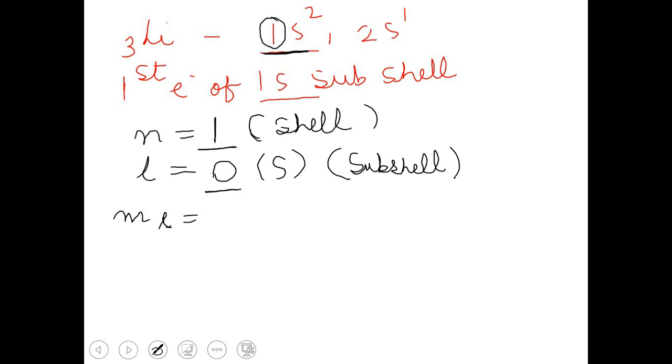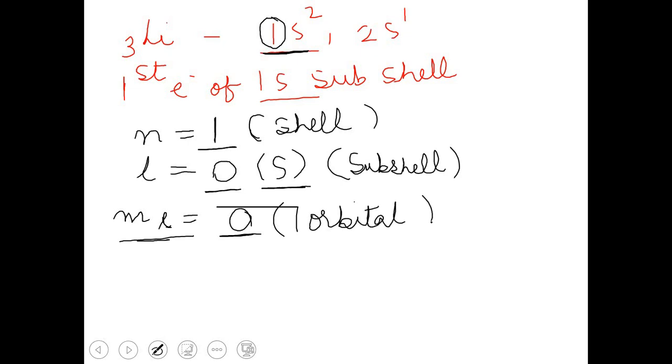So if I put the values in this formula, we will get 2 into 0 plus 1. So ml will have only one value, and that value will be 0. I am not explaining everything for quantum numbers because I have already uploaded it in my previous video. So ml is equal to 0 is one value only. So in case of S subshell we have only one orbital. Children, I hope you are understanding this point.